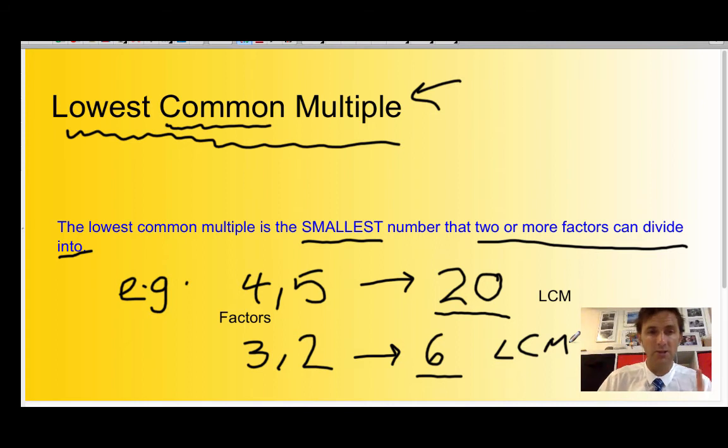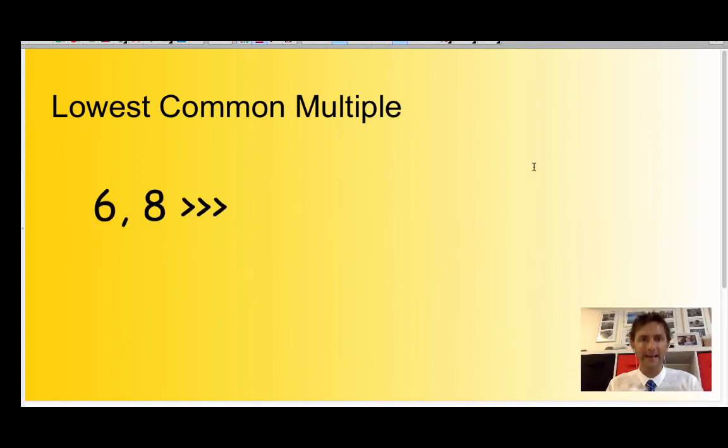Well, let's do one together. Here's your factors, 6 and 8. So, what is the smallest number they can both go into? You just have to start to do some testing. Is it 12? Okay, right.